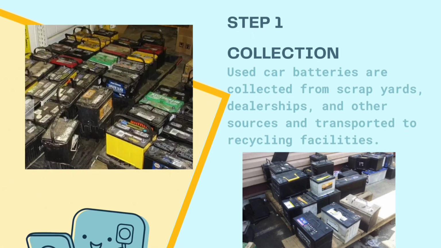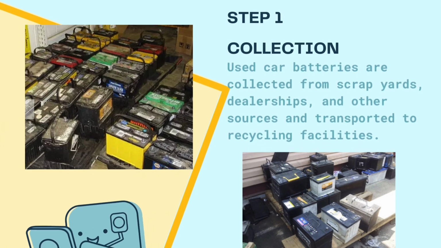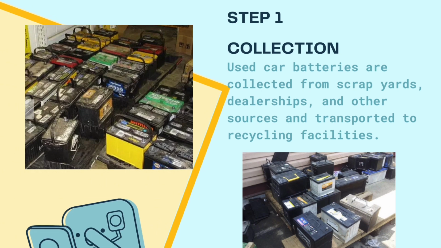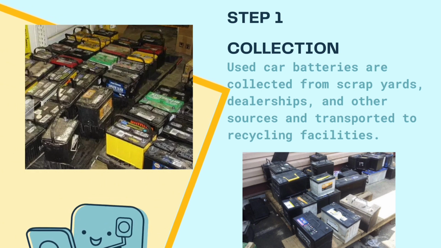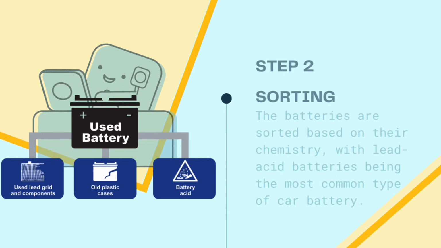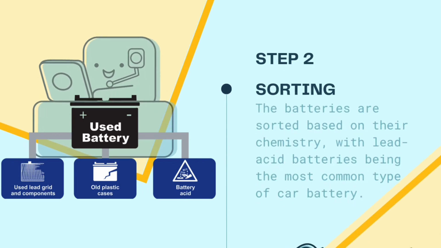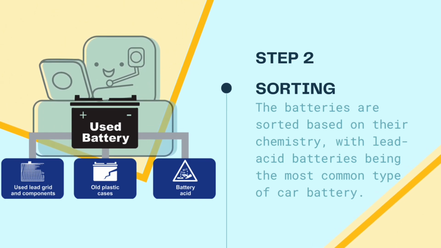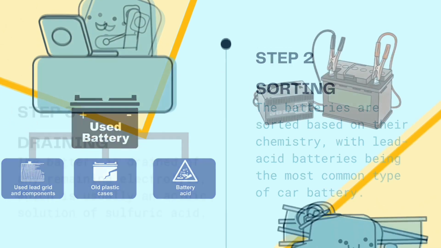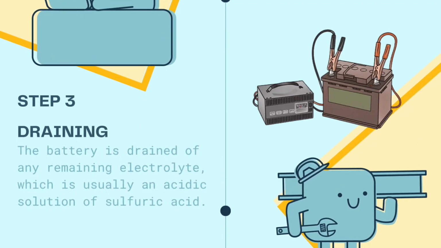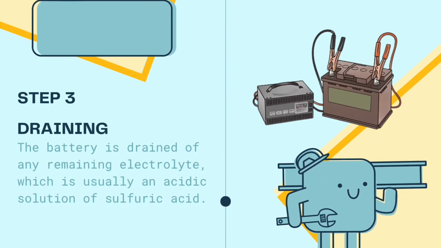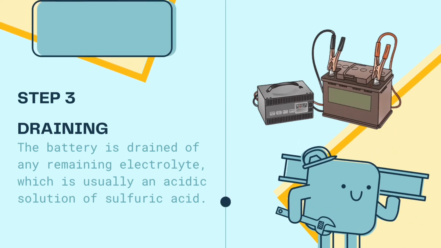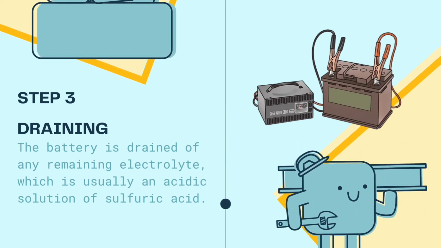Step 1. Collection. Used car batteries are collected from scrapyards, dealerships, and other sources and transported to recycling facilities. Step 2. Sorting. The batteries are sorted based on their chemistry, with lead-acid batteries being the most common type of car batteries. Step 3. Draining. The battery is drained of any remaining electrolyte, which is usually an acidic solution of sulfuric acid.